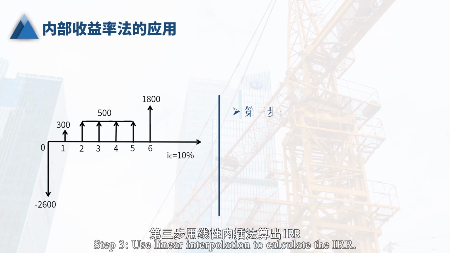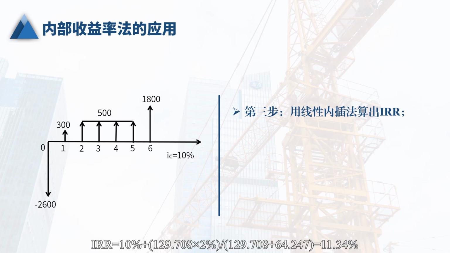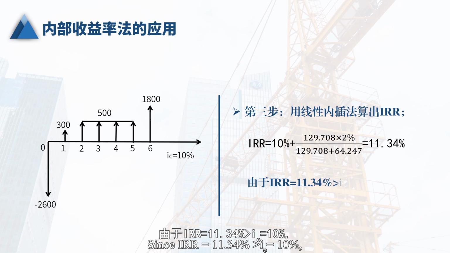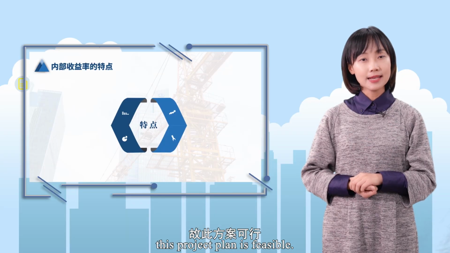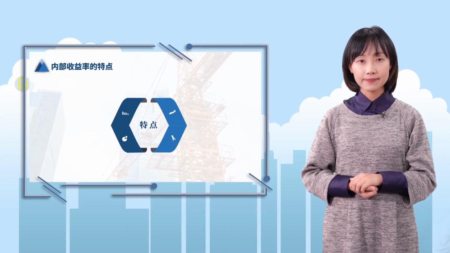Step 3. Use linear interpolation to calculate the IRR. IRR = 10% + 129.708 × 2% / (129.708 + 64.247) = 11.34%. Since IRR equals 11.34%, which is greater than ic, which equals 10%, this project plan is feasible.